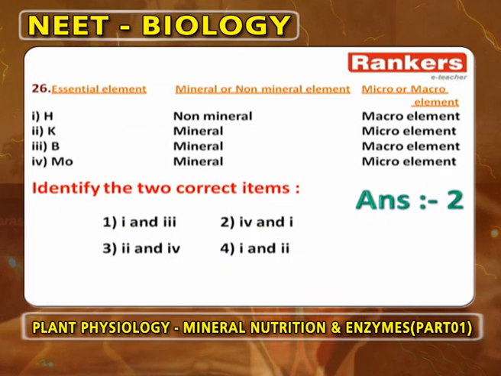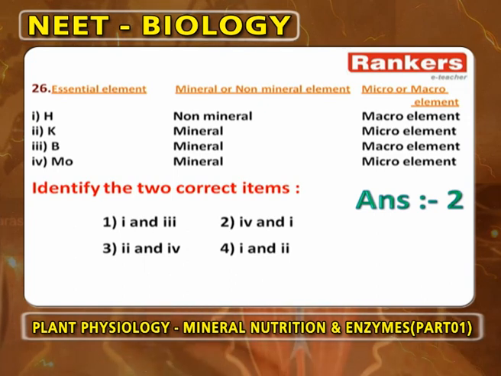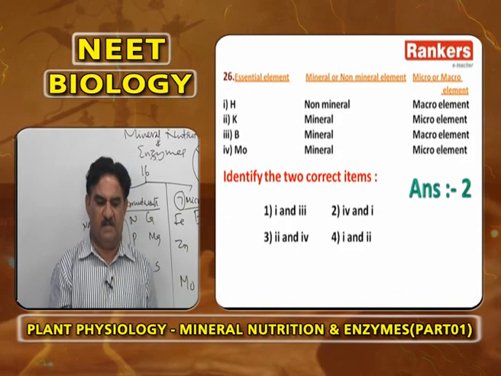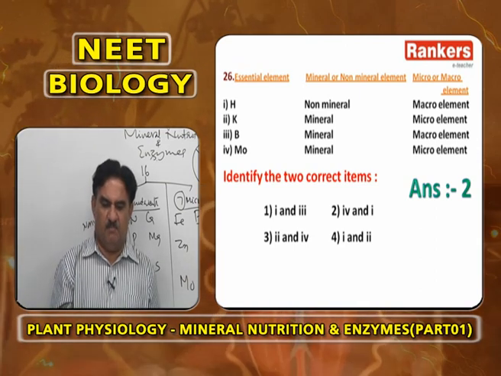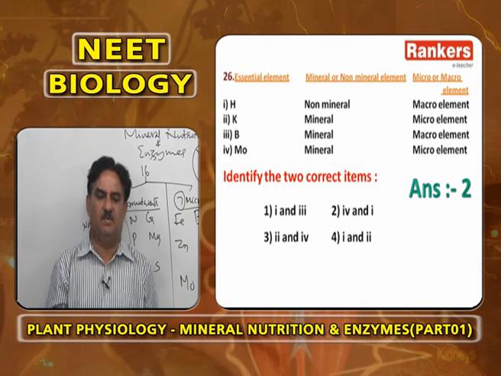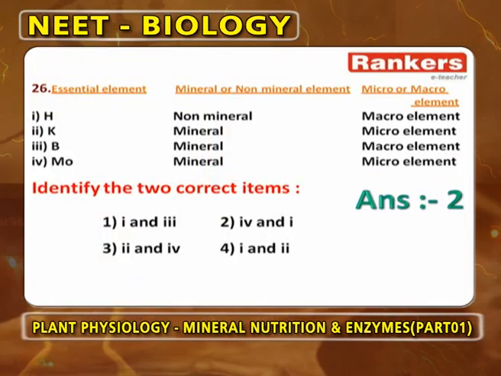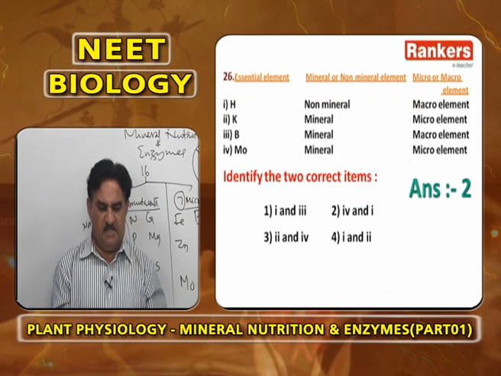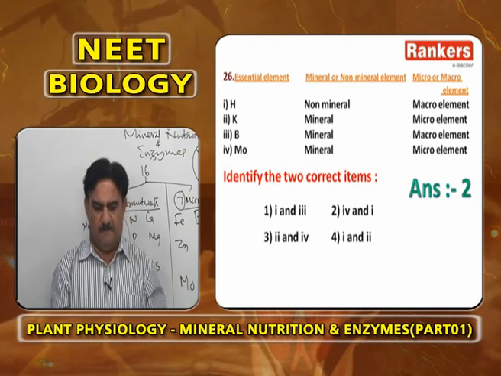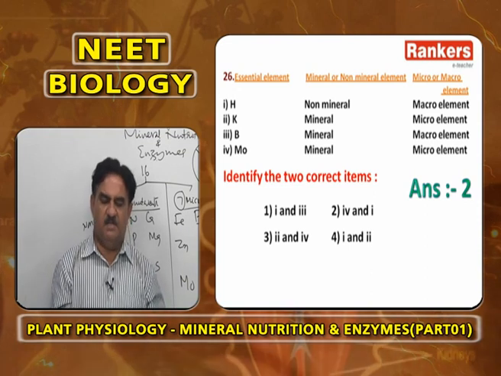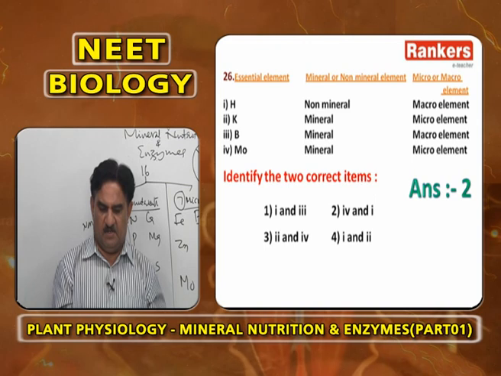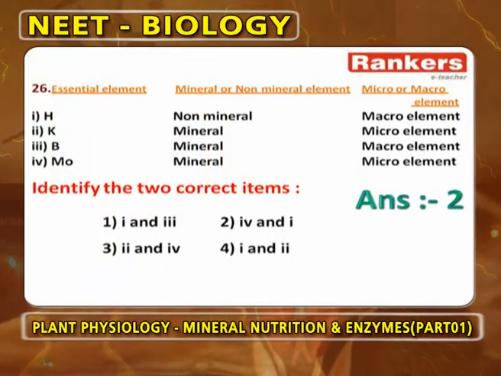Now, essential elements and all. H is a non-mineral macro element, correct. Potassium mineral micro element, wrong. Boron mineral macro element is wrong. Molybdenum mineral micro element. So the answer is the second one. H plus is a non-mineral macro element. Correct. Potassium is a mineral element but it is not a micro element. It is a macro element. Boron is a mineral element but not a macro element. It is a micro element. Molybdenum is a mineral element and also a micro element. So the answer is 4 and 1. Second option.